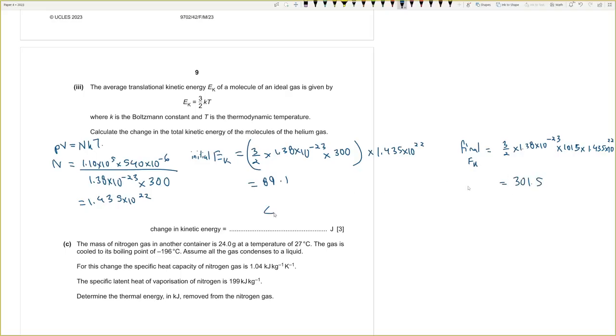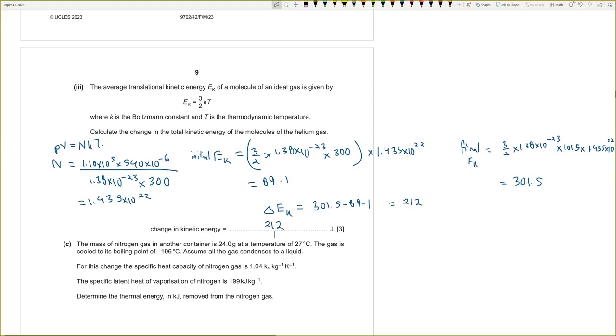So the change in total kinetic energy is going to be 301.5 minus 89.1. This gives you a value of 212 to 3 SF. So that is your final answer, 212 joules.